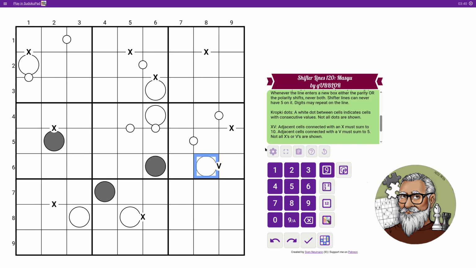Kropki dots. A white dot between cells indicates cells with consecutive values. Not all dots are shown, so the difference is 1. XV: adjacent cells connected with an X must sum to 10. Adjacent cells connected with a V must sum to 5. Not all X's or V's are shown. Okay.